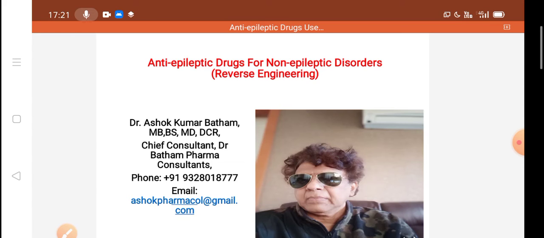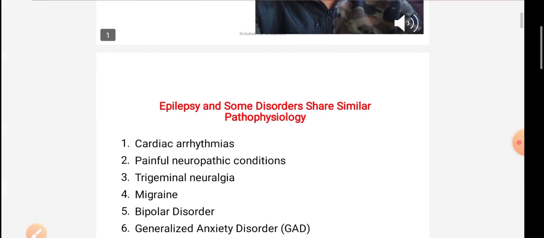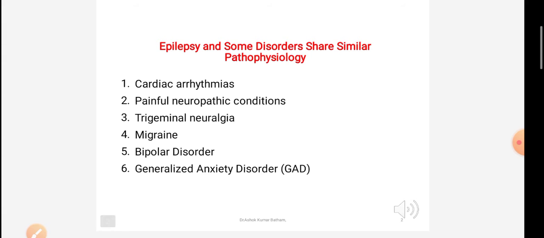I'm making an appraisal to you on the use of anti-epileptic drugs for non-epileptic disorders. A case of reverse engineering wherein new indications for old anti-epileptic drugs have been found on the basis of their mechanism of action fitting into the pathophysiology of these disorders.